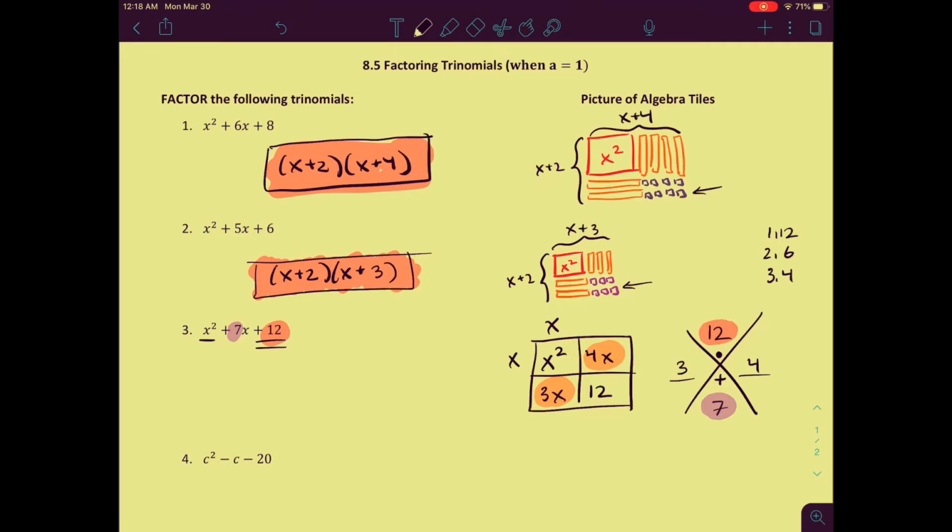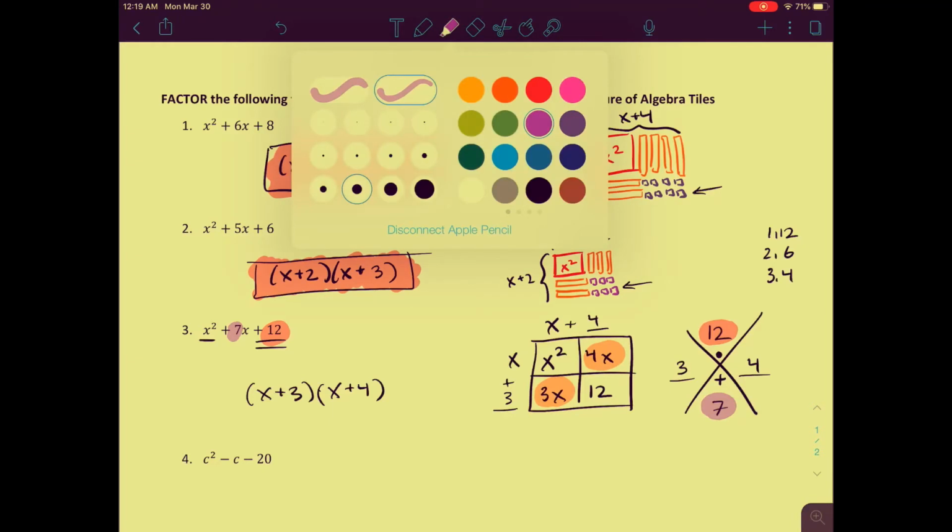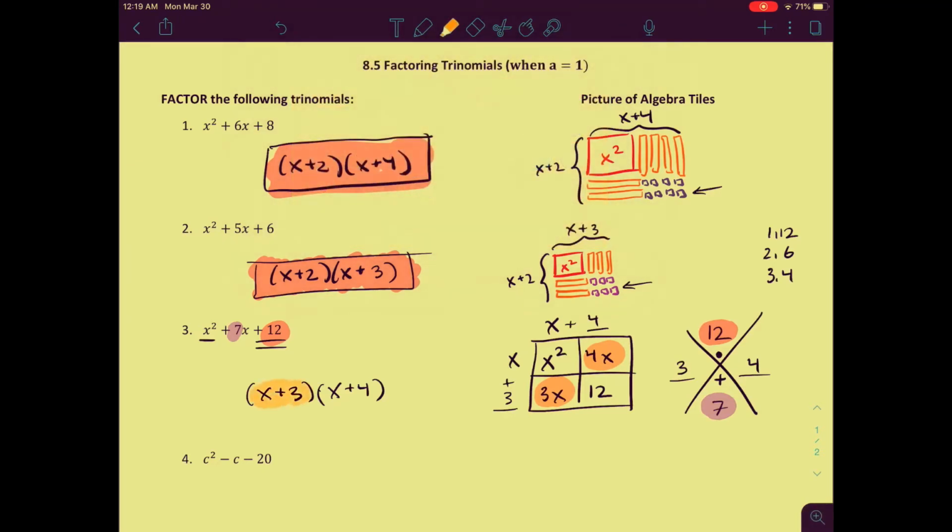Now I'm going to ask myself, x times what gives me 4x? That would just be plus 4. x times what gives me 3x? That would just be plus 3. At the end, my final answer will be x plus 3, x plus 4. And if you notice, my final answer consists of the dimensions of this Punnett square. And this is what I get when I factor this trinomial.